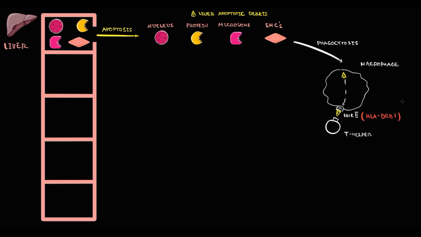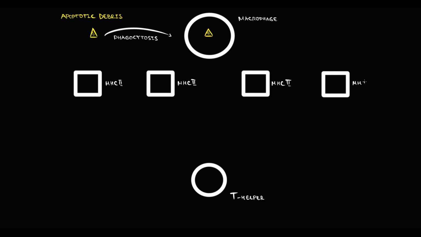And to understand why, we have to know how antigen presentation occurs. In normal condition, when liver apoptotic debris is released, macrophage intakes apoptotic debris in order to present it to T helpers. And antigen presentation occurs by an MHC2 receptor. What we have to know about MHC2 receptor is that it's a protein. And the genetic information that tells us how to make MHC2 receptor is contained in the gene that is located on chromosome 6, and we call this gene HLA-DRB gene.